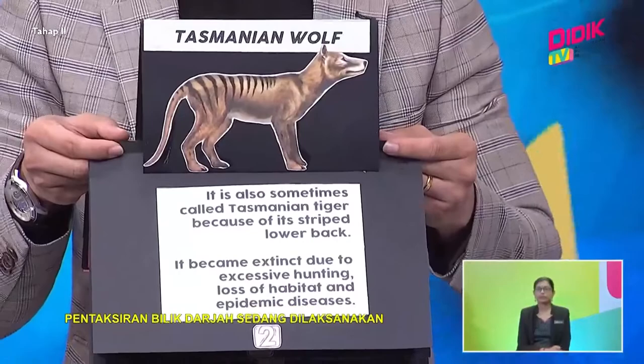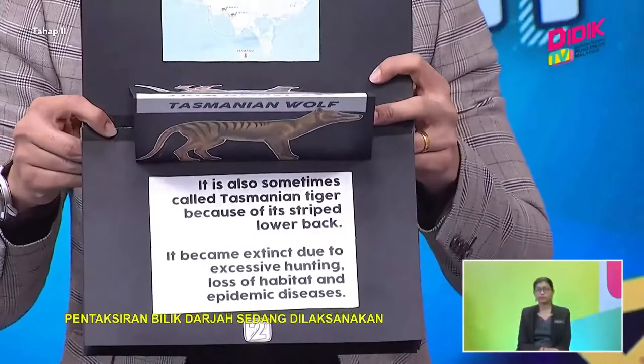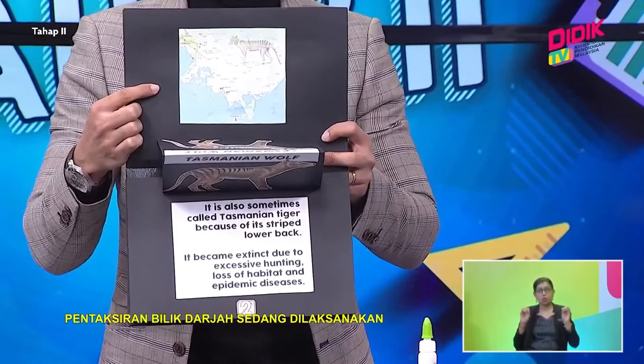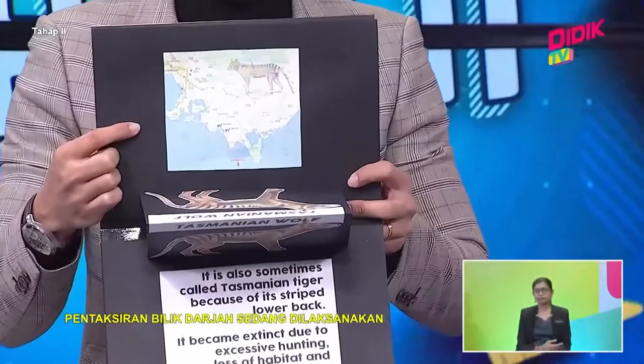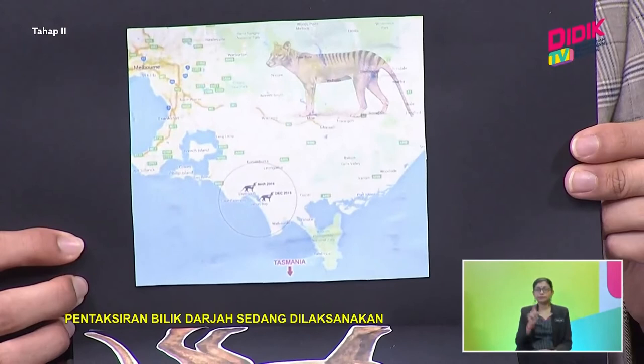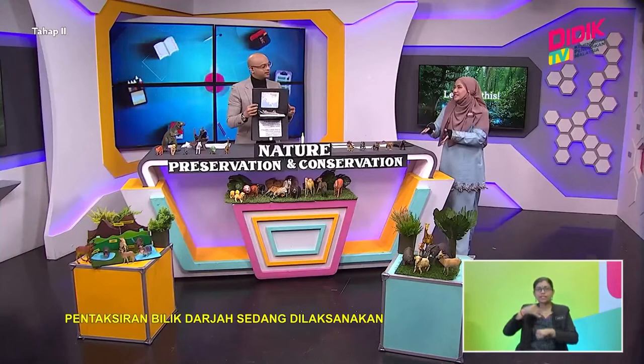Abang Sean, I think you can show the upper part of it. Oh, there's an upper part as well, with information. There's a map up here, showing where Tasmanian wolves were found before, which part of Earth we could find a Tasmanian wolf before it went extinct. Based on the map, you can see its location. And you know where Tasmania is? It's actually a small island on the southeast part of Australia. All right, so that's the next one.